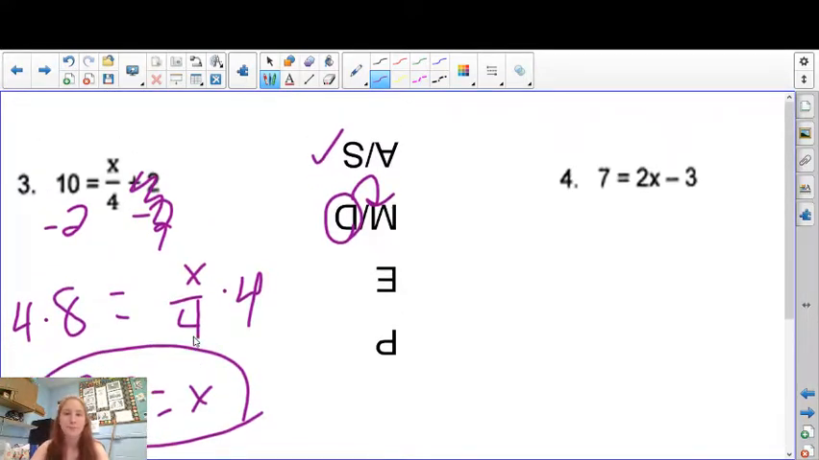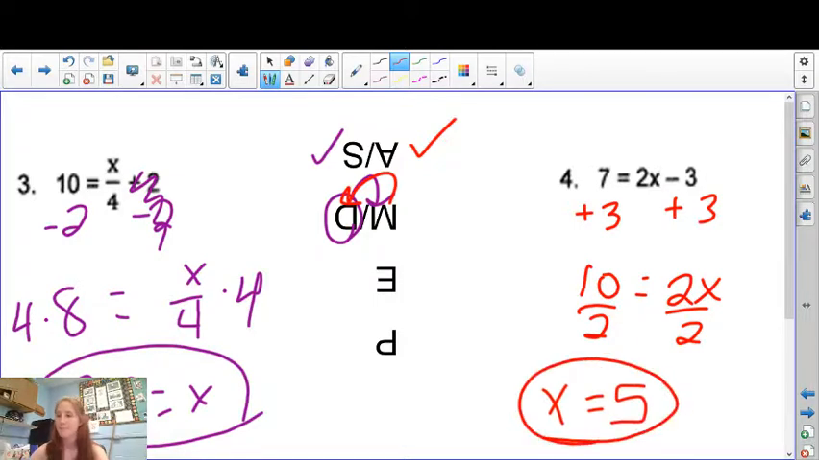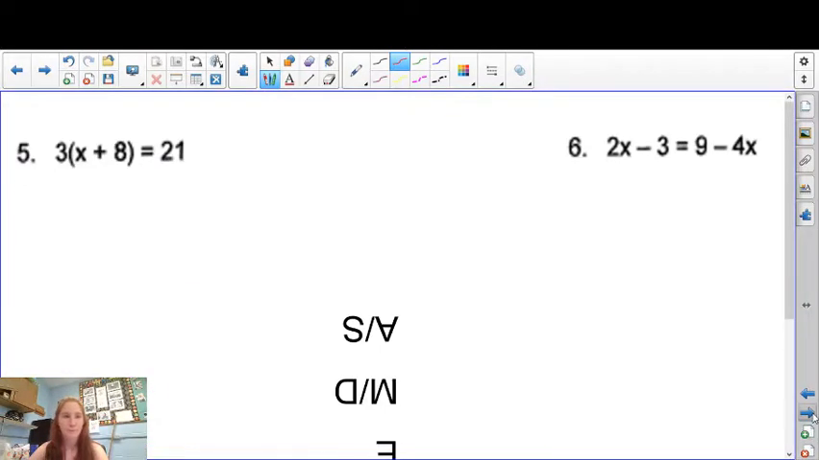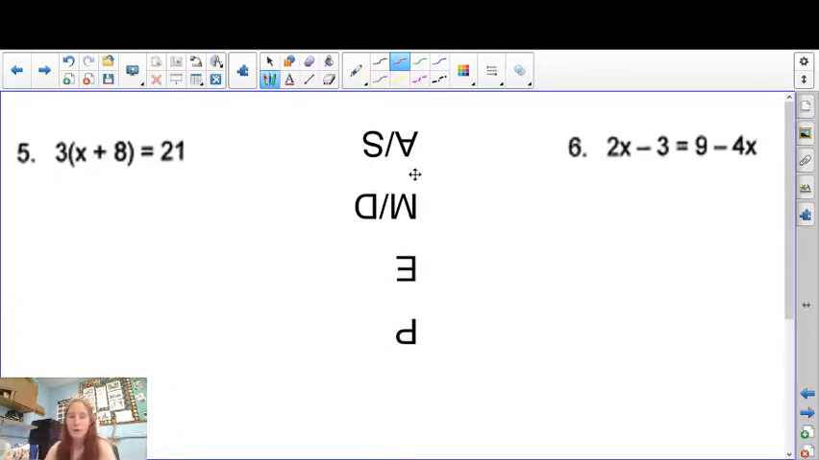All right, next one. Again, I am going to start by identifying my addition or subtraction. I see I have subtraction of 3, so I'm going to do the inverse, which is addition. So 7 plus 3 gives me 10. So I have 10 is equal to 2x. This time I have multiplication going on, so I'm going to undo it with my division. Divide both sides by 2. So x is equal to 5.